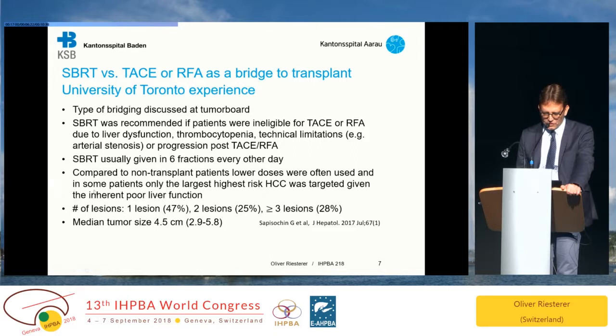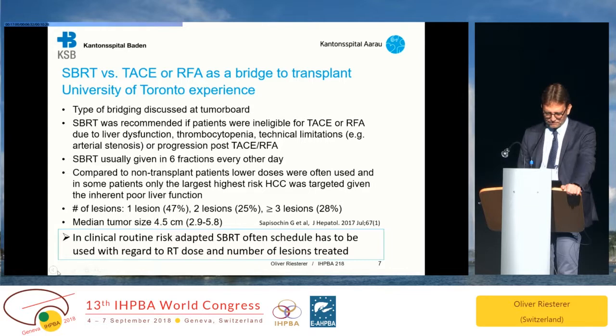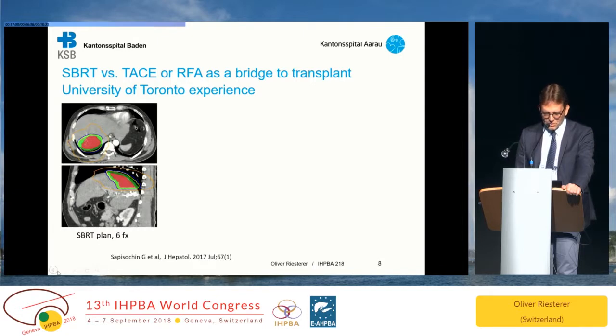In about half of patients, there was only 1 lesion, but in the other half of patients, there were 2 lesions or even 3 lesions, and the median tumor size was 4.5 centimeters. So as I said, in clinical routine, risk-adapted SBRT usually has to be used. This is a typical treatment plan.